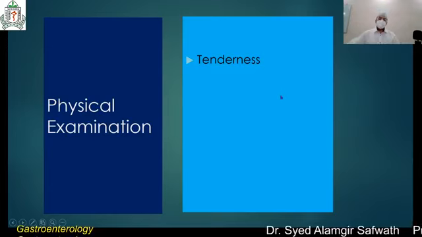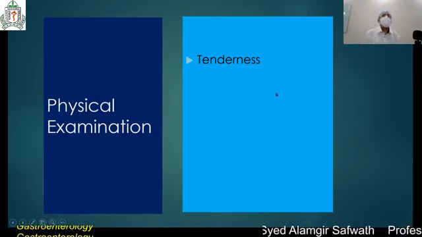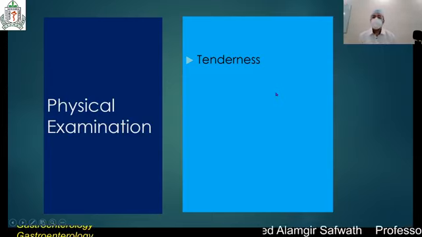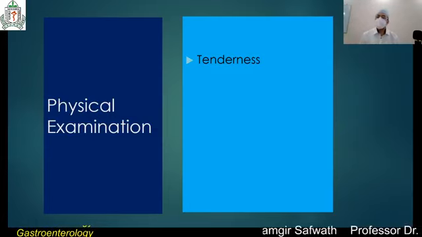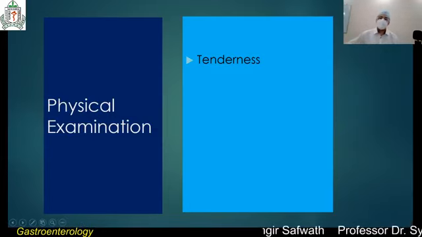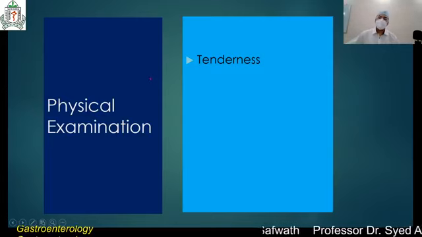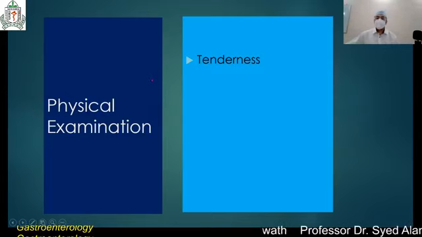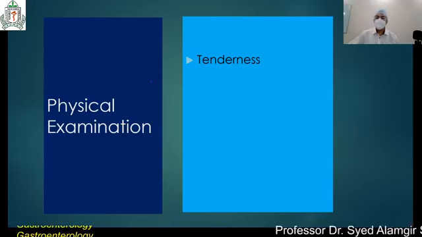Then you palpate the patient and see if there is any tenderness, because if there is any inflamed structure in the abdomen, it will elicit pain during your palpation, which is known as tenderness. So tenderness can be elicited, but before going for tenderness, please ask the patient first, where is your pain? Locate your pain, because you have to reach the point of pain at the end of your palpation.